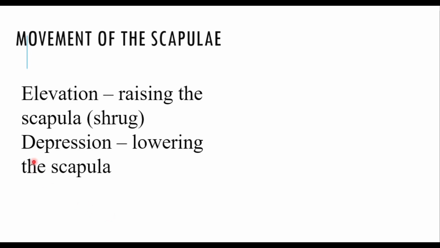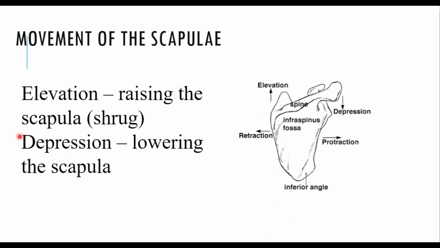The movement of the scapula is elevation and depression. The scapula is the bone in the back of our shoulder. We call it the shoulder blade. When we raise our shoulder up, that is elevation. We bring it down, depression. So that is the movement of the scapula, elevation and depression.